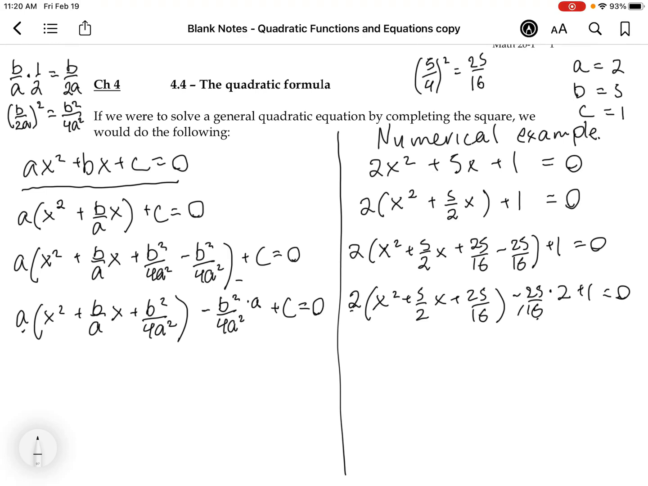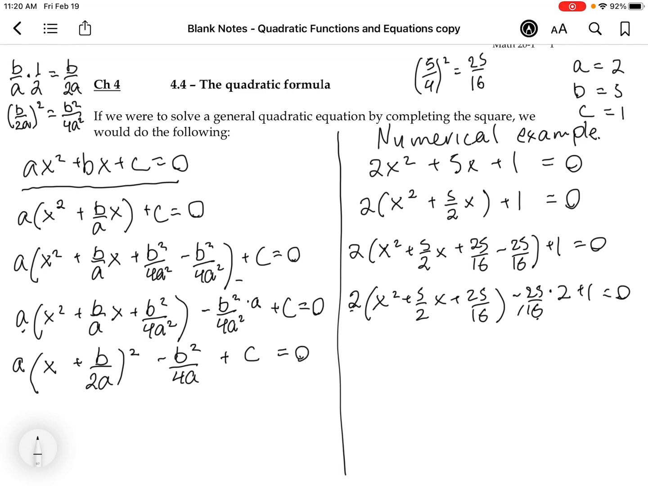So I'm going to have a, and in fact, now I'll write this as a perfect square trinomial as well. So this becomes x plus b over 2a squared. And then here I can cancel a factor of a. So minus b squared over 4a plus c equals 0.